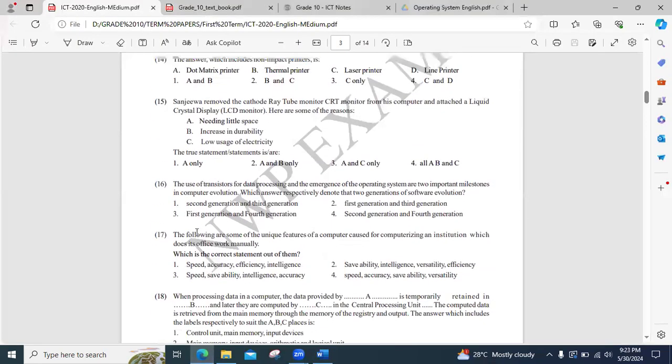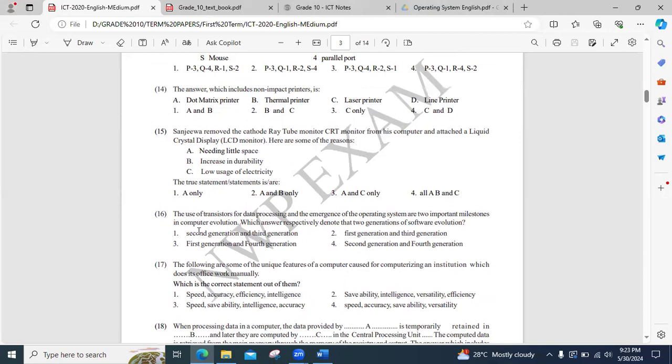Then the 15th question. Sanjeeva removed the cathode ray tube CRT monitor from his computer and attached a liquid crystal display LCD monitor. Here are some of the reasons: needing little space, increased durability, low usage of electricity. So the true statements: yes, LCD monitors take little space, increase the durability, yes, and low electricity consumption also. So the answer should be the fourth one, all A, B and C. So the 15th answer should be 4.